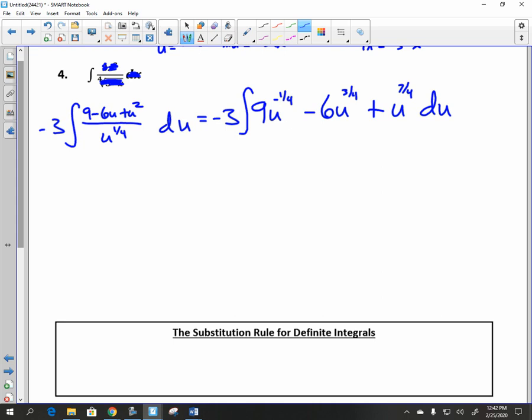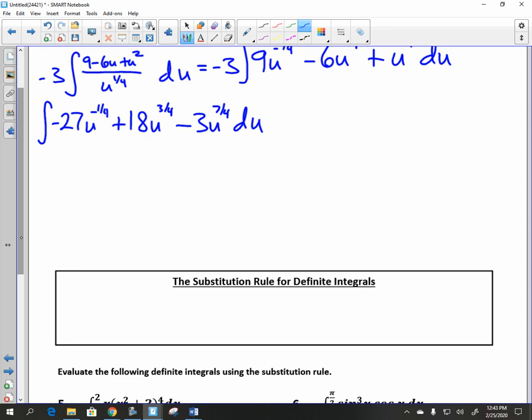You want to multiply that negative 3 through right now, or do you want to do it at the end? Right now? Okay, we're going to go with Josie. It's her birthday. Integral of negative 27 u to the negative 1/4 plus 18 u to the 3/4 minus 3 u to the 7/4 du. Piece of cake. Upside down.